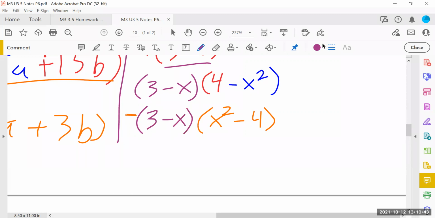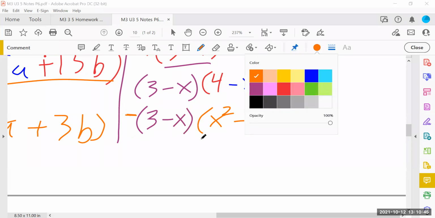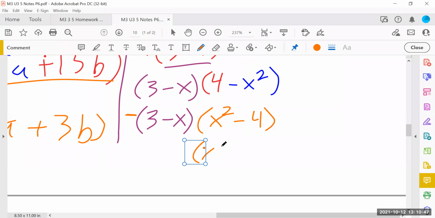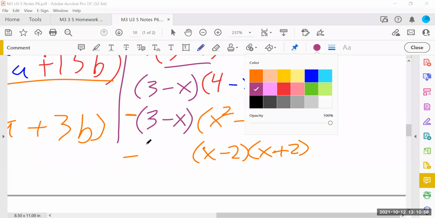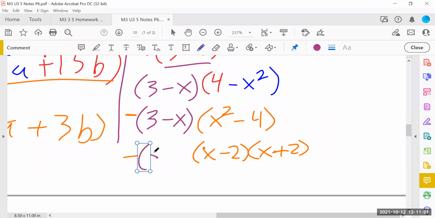Now I have the x squared minus 4 that factors just like normal. x minus 2, x plus 2, negative 3 minus x.